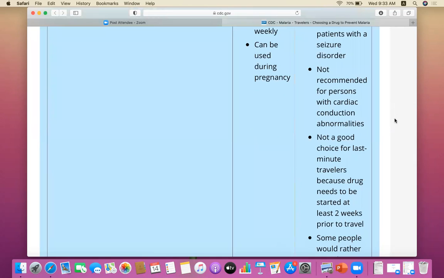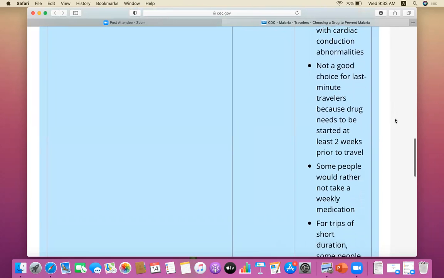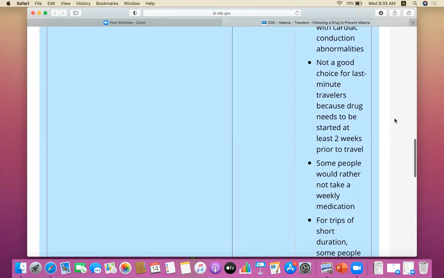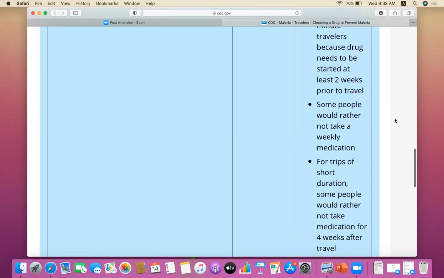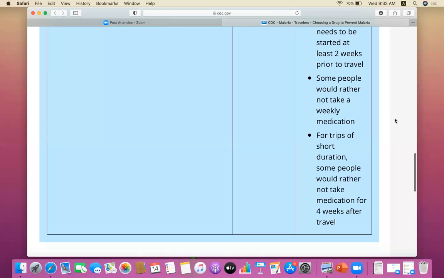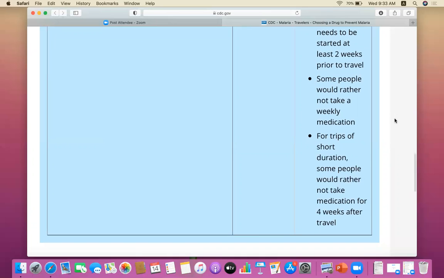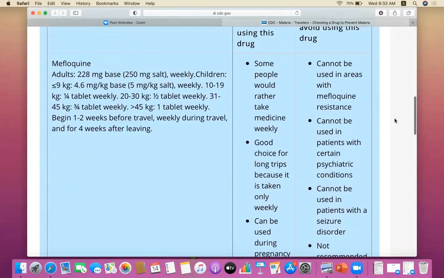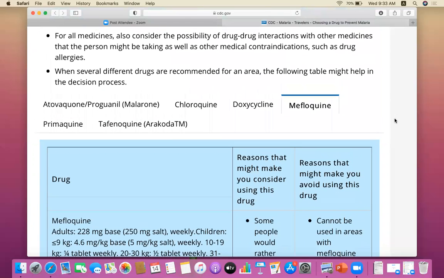It is not a good choice for last minute travelers because the drug needs to be started at least 2 weeks prior to travel. Some people would rather not take weekly medications for trips of short duration. Some people would rather not take medications for 4 weeks after travel. But people should consider taking the drugs for 4 weeks after the travel finishes, because the incubation period of the malarial parasite is more than 2 weeks, so it is recommended.